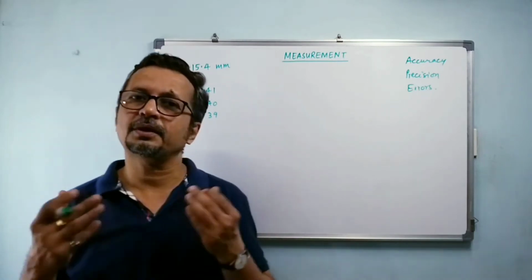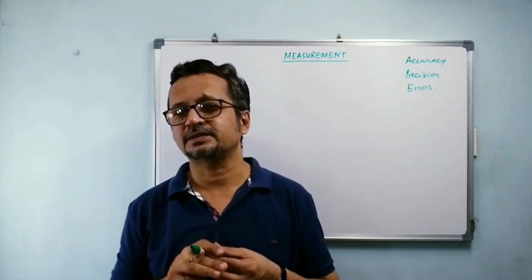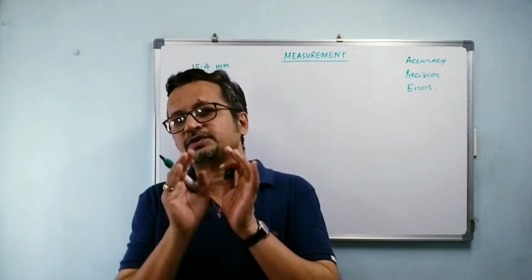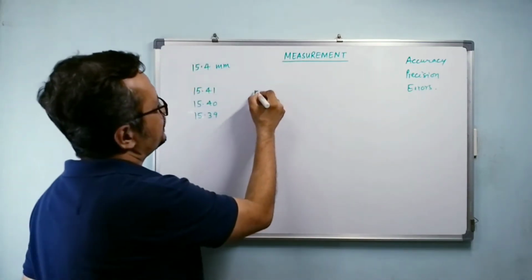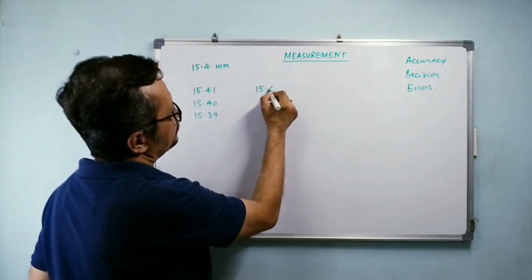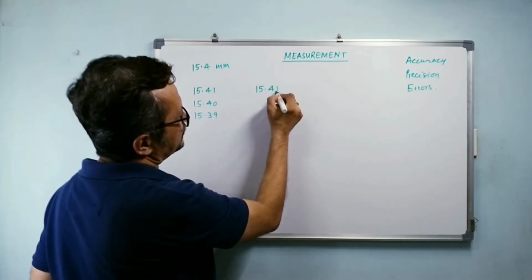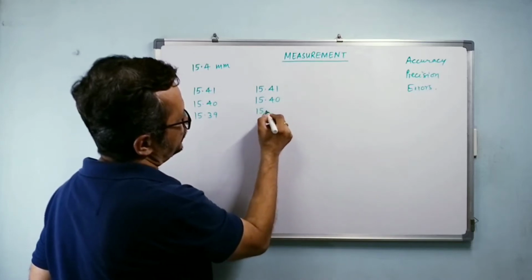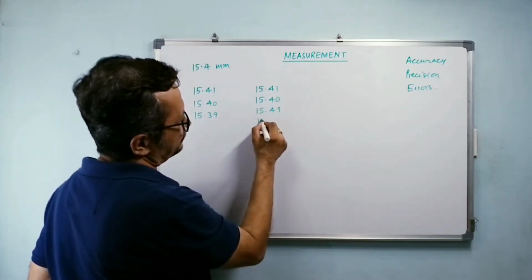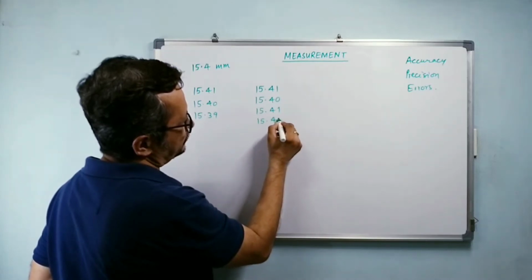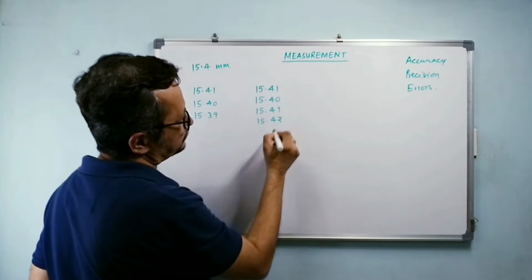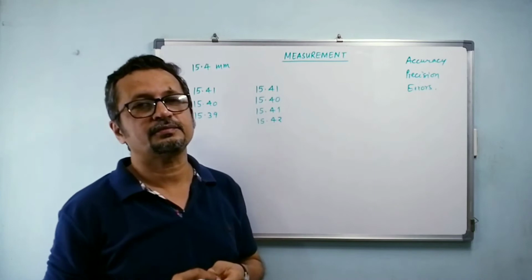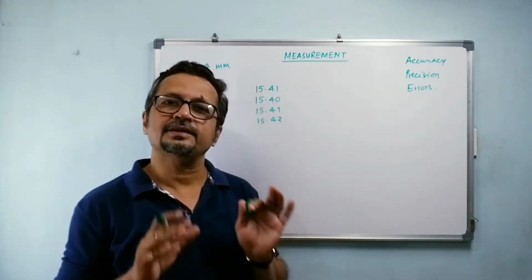But then what about my measurements being precise? If all the readings that I take are more or less close to some value. For example, I make measurements of 15.41, 15.40, 15.41, 15.42. Now if you see all of them, they are quite close to 15.4. Correct. So I would say they are precise.